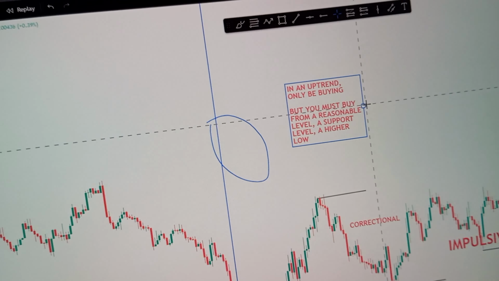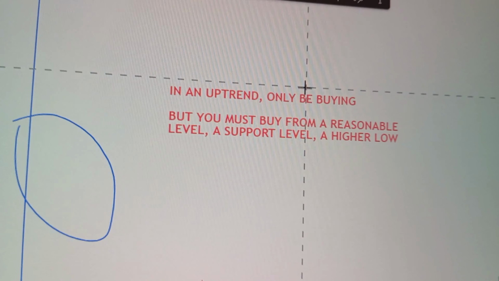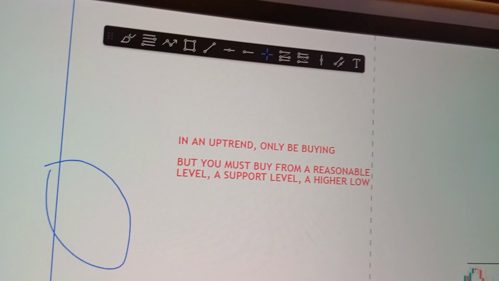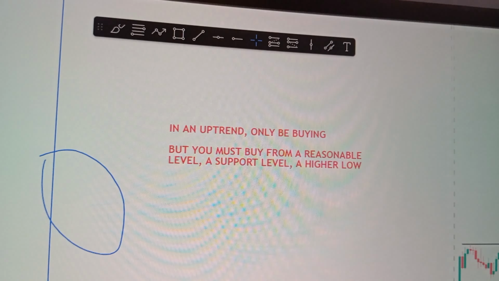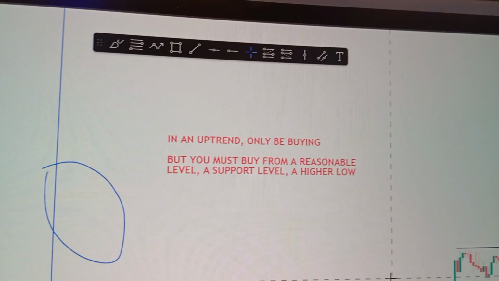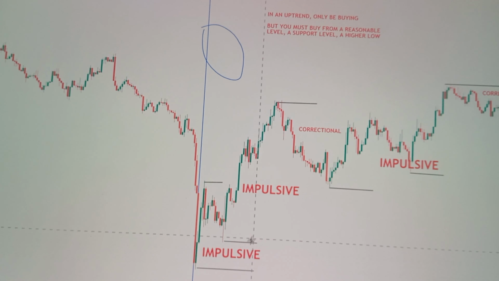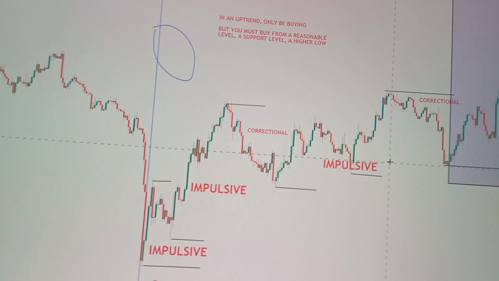Okay, guys. So we are in an uptrend. And in an uptrend, only be buying. But before you buy, you must ensure you are buying from a reasonable level. It can be a support level or a higher low. As I'm teaching you right now, I told you that this is a low, this is a higher low, a higher low, a higher low.